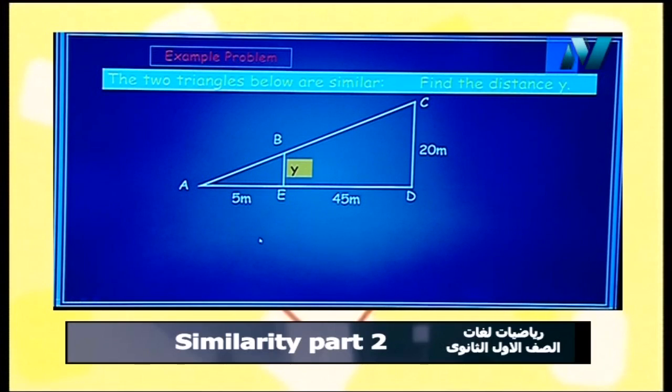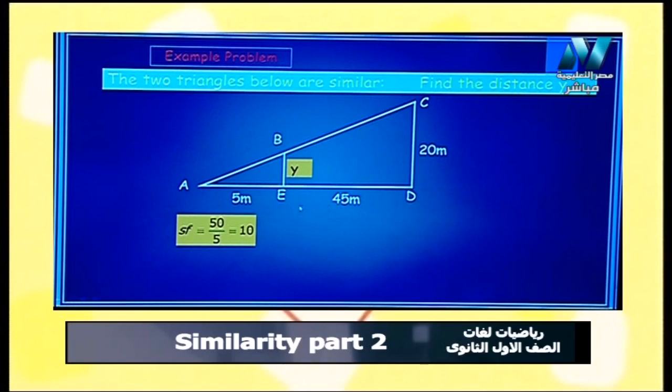We have here an example problem. The two triangles here below are similar. Find distance y. We have the triangle AEB, and the other triangle, which is big, is ADC, and we have here AE equal 5 meters, ED equal 45 meters, and CD equal 20 meters, and we would like to find the length of y.